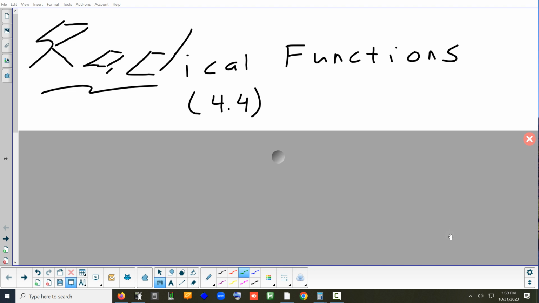So radical functions are functions that have roots in them, like square roots, cube roots, things like that. The two main things that we do with radical functions, we graph them, and then we're going to solve some equations. So it's one section, but we'll just get as far as we get today, and then we'll finish it tomorrow, and then Thursday will be review day.